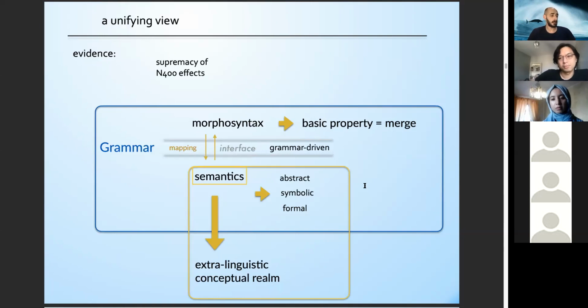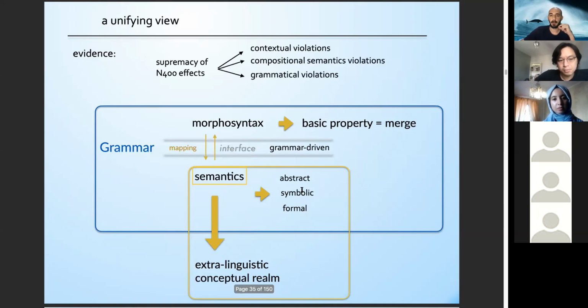What's the evidence for this? The supremacy of the N400 effect. So the fact that you get N400 for violation of concepts, but also for violation of linguistic rules, okay? So all these kinds of violations would give you the same neurophysiological effect.